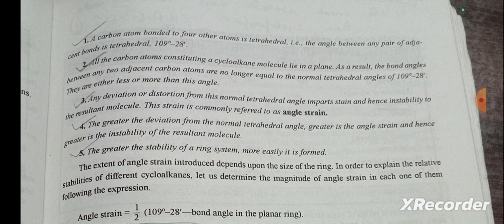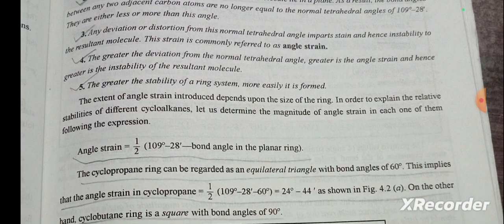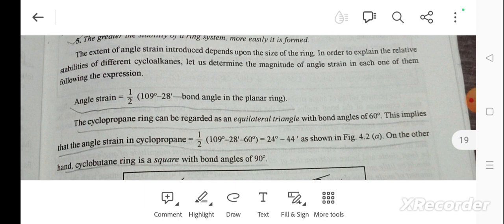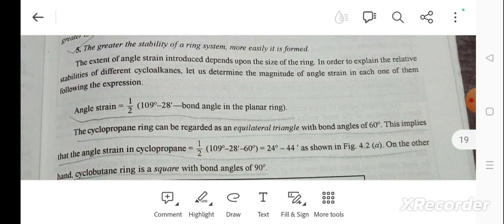The greater the deviation from the normal tetrahedral angle, the greater is the angle strain and hence the greater is the instability of the resultant molecule. Fifth, the greater the stability of the ring, the more easily it is formed. The extent of angle strain introduced depends on the size of the ring. In order to explain the relative stability of different cycloalkanes, let us determine the magnitude of angle strain in each one of them using the following expression. Angle strain is equal to half of 109 degrees 28 minutes minus the bond angle in a planar ring.